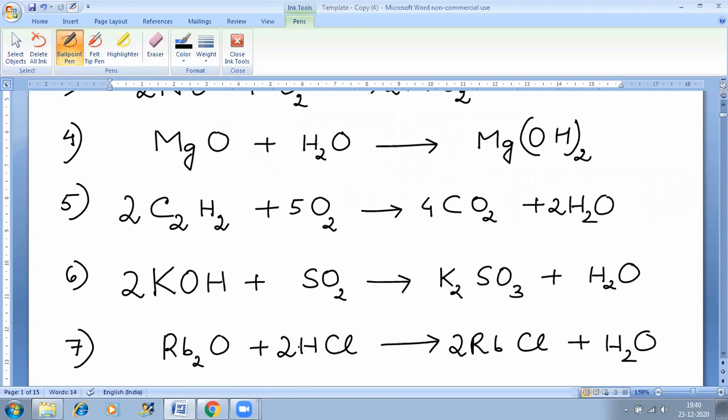Hydrogen. Now I have 2 hydrogen atoms here and 2 hydrogen atoms here on the right hand side as well. So hydrogen also is balanced. So now it is balanced completely.